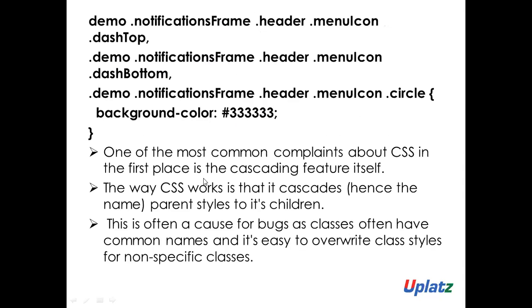background color. So one of the most common complaints about CSS in the first place is that it cascades. So the way CSS works, it cascades the parent style to its children. So the most common cause for bugs is classes. They have common names and it is easy to overwrite your class style for non-specific classes. So these are the most common bugs.